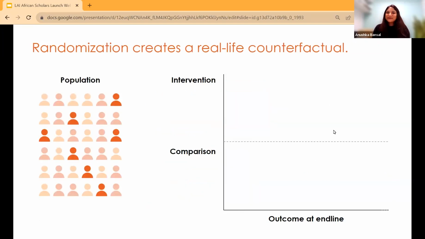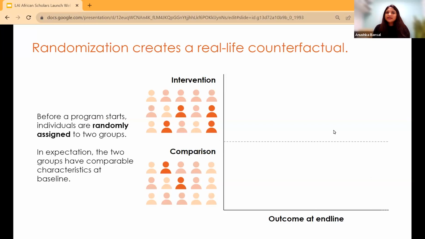But this, of course, is impossible, but we can achieve a similar goal by randomly assigning individuals to either receive the program, which we call the intervention group, or to not receive the program, which we call the comparison group. How does this work in practice? So before a program starts, individuals are randomly assigned to two different groups. In expectation, the two groups have comparable characteristics at baseline. So what we are trying to do here is an apples to apples comparison.